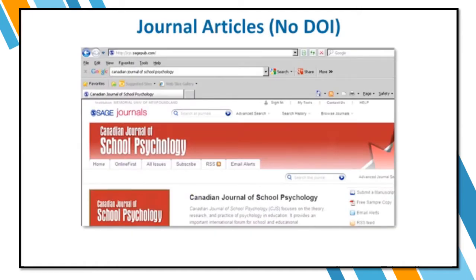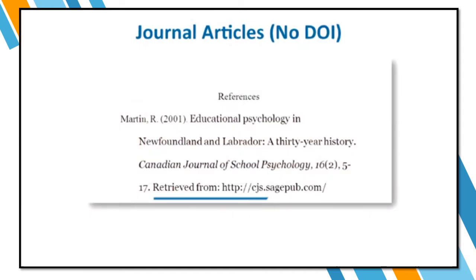After the page numbers, type retrieved from and paste the URL of the journal's home page. The URL should not be hyperlinked or underlined. It should be in the same font as the rest of the reference.